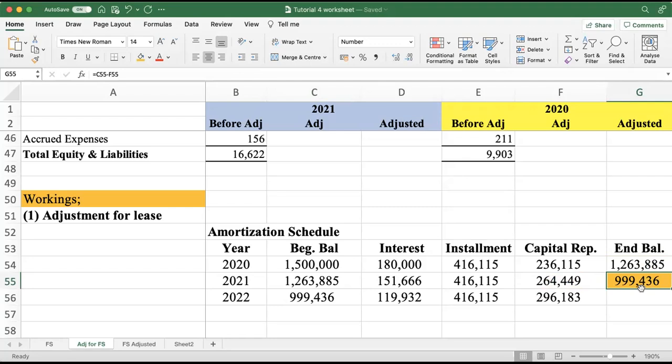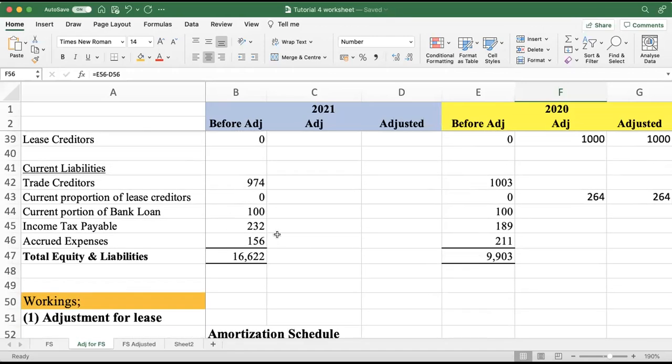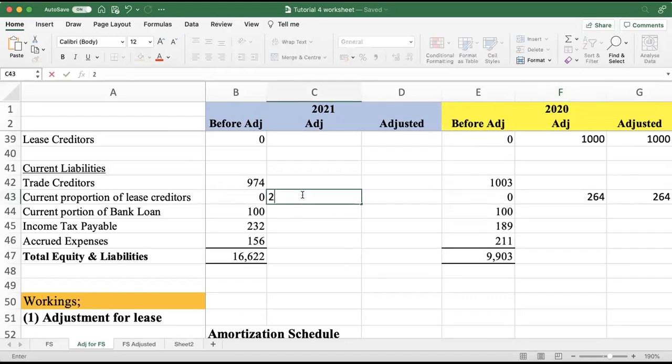Then how much current proportion? The current proportion is next year capital repayment. So next year capital repayment, 296. So under current liabilities, 296, then the adjusted value 296.